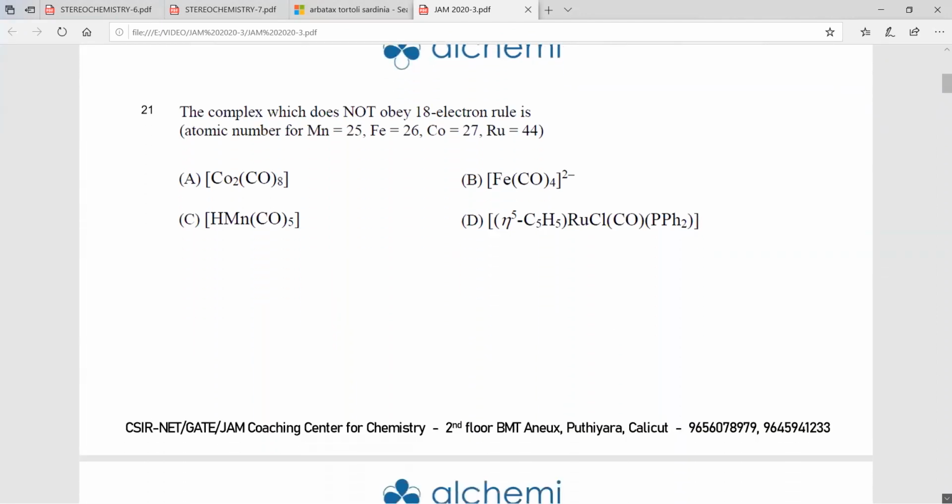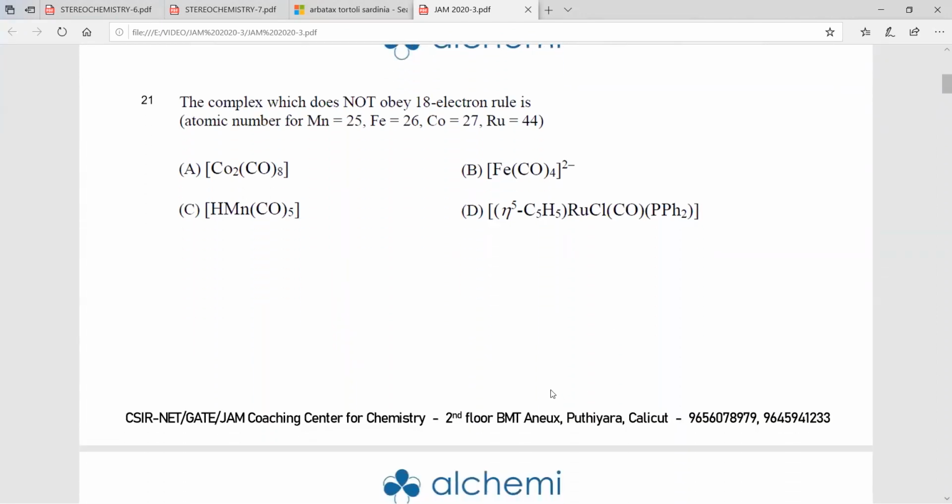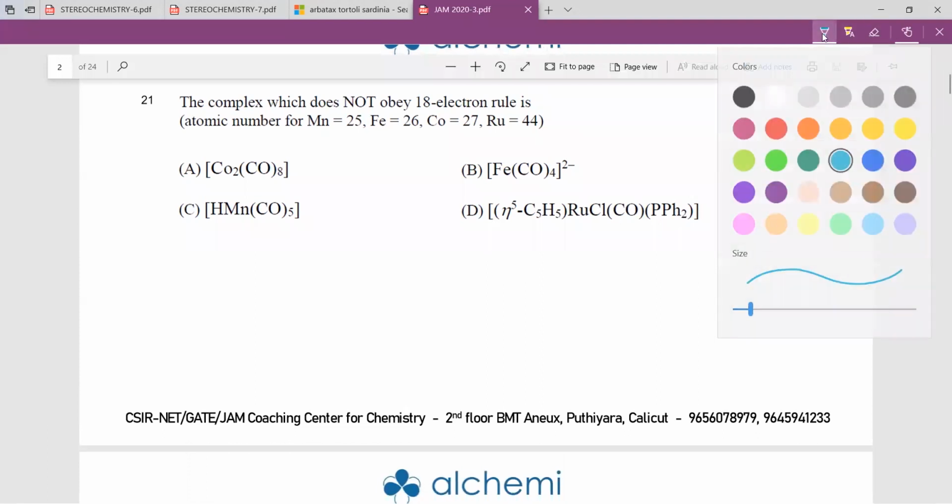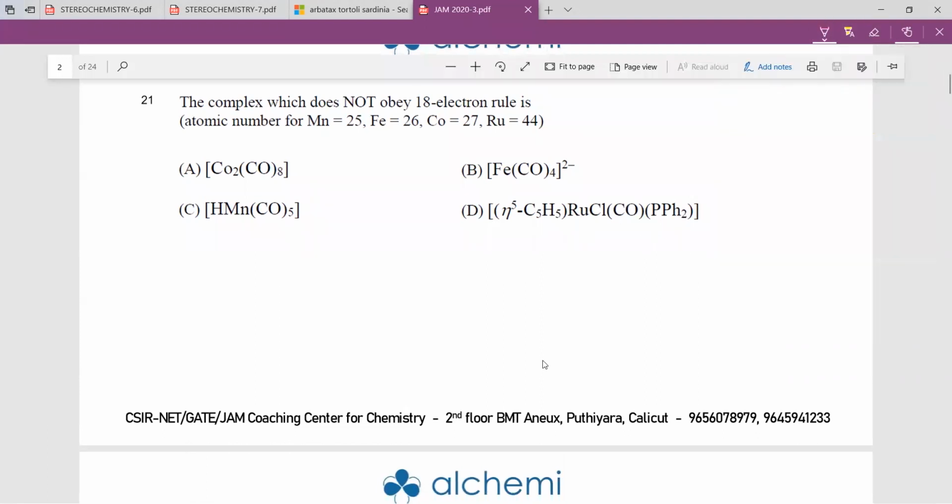So this is question number 21: the complex which does not obey the 18 electron rule. So how can we calculate the 18 electron rule? Here we have cobalt, the electronic configuration is d7s2, so total 9 electrons. There are 2 cobalt, so 9 into 2, plus each CO provides 2 electrons, so 8 into 2. Total number of electrons is 18 plus 16 equal to 34.